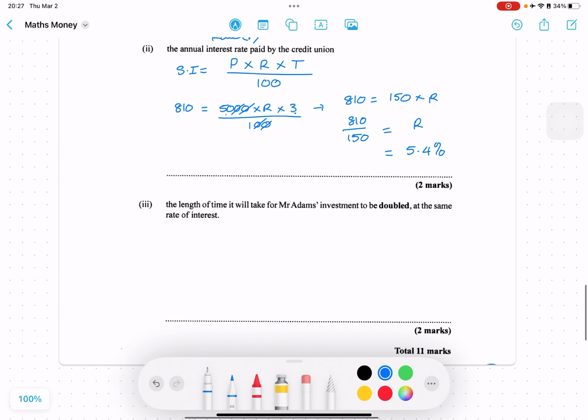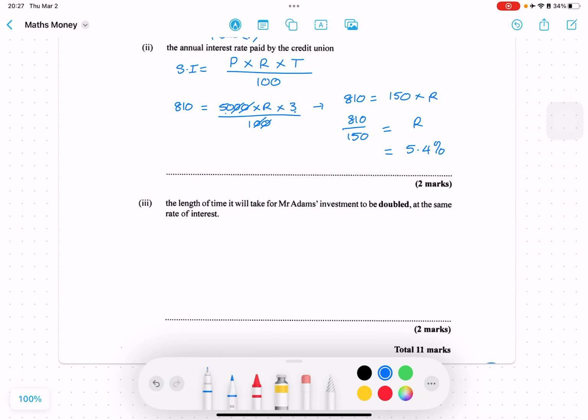All right. And now the final question is the length of time it will take for Mr. Adams' investment to be doubled at the same rate of interest. So his initial investment is his principal, which is $5,000. So let me put that here. So the principal is $5,000. They want the final investment to be double that, which is $10,000. So therefore, how much simple interest does he need to make? He needs to make $5,000 in simple interest to add to the principal to make the final amount.